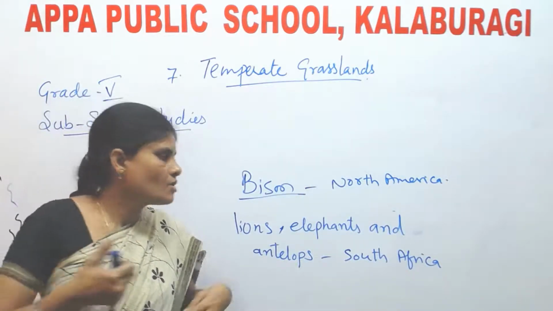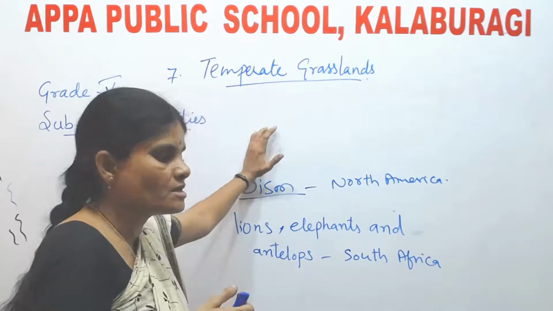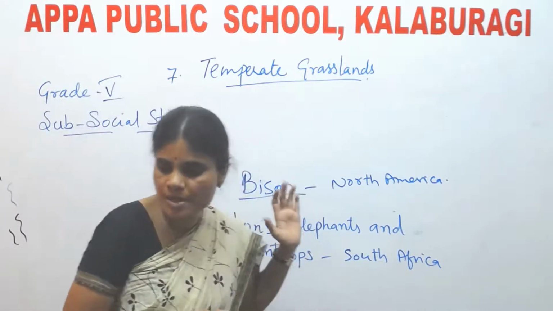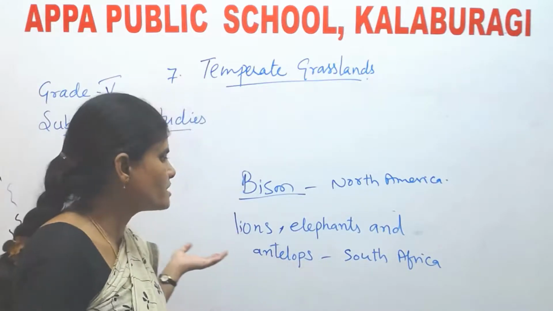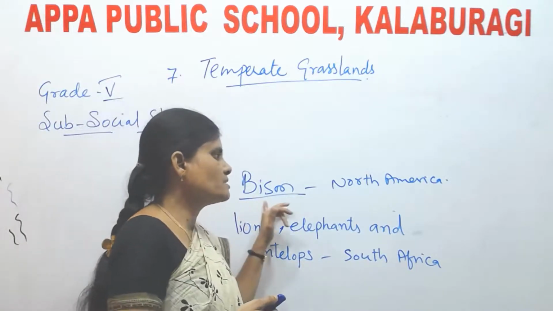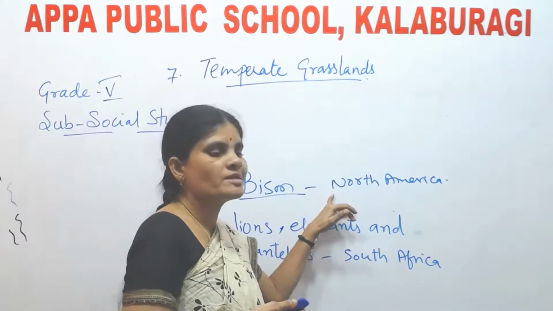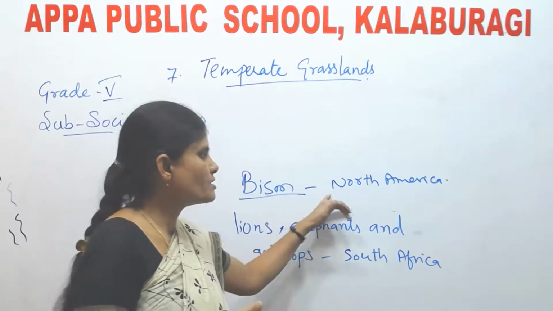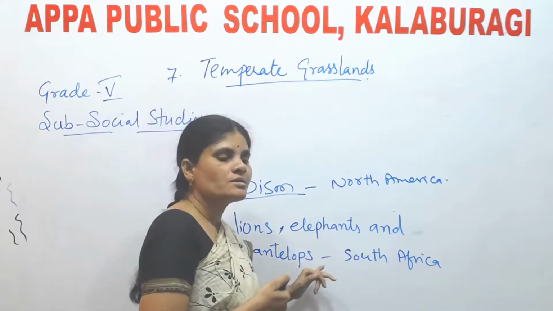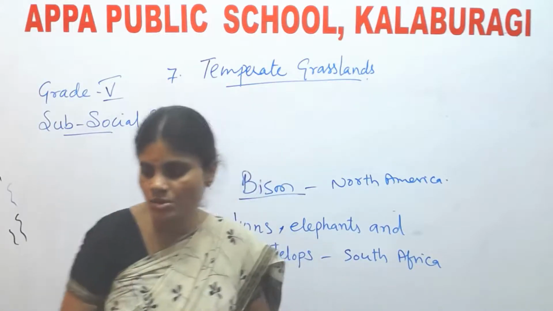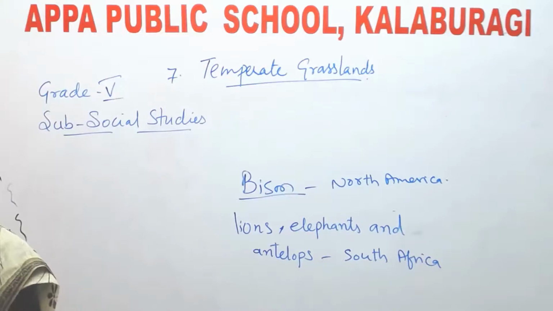See, till now we have studied about the vegetation. Now we are studying about the wildlife. Wildlife is nothing but animals and birds. Understood? Bisons are the animals which are commonly found in North America, and the lions, elephants, and antelopes are the animals found in South Africa.